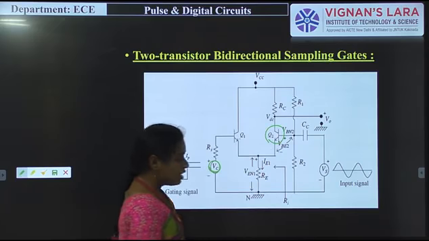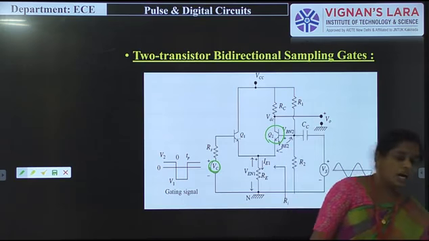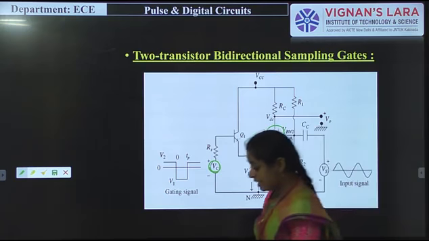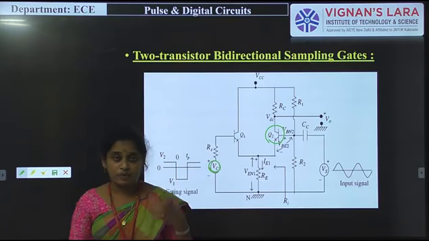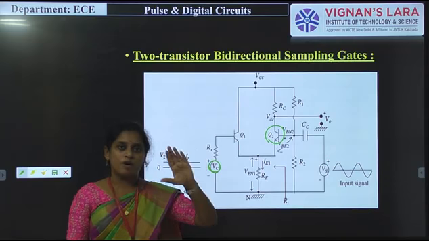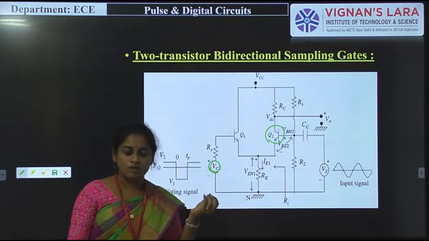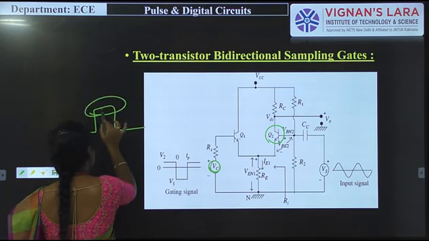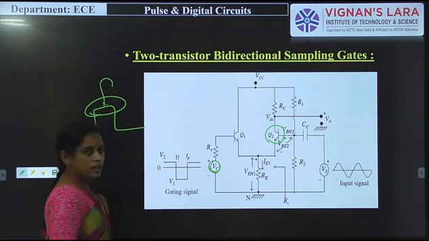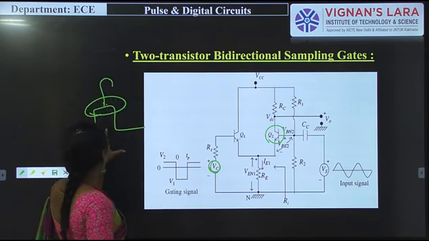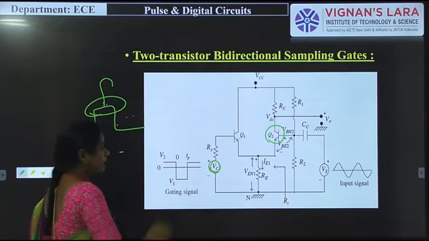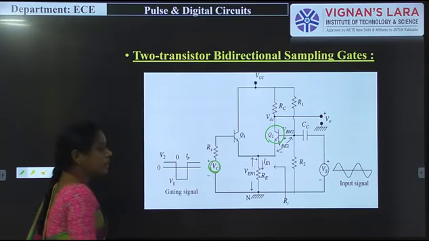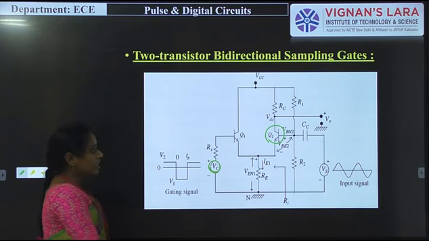And what is the operation of this particular type of bidirectional sampling gate? At each level we have to assume that during the positive signal of the control signal only, we produce the input signal at the output side. But in this process it is reversed. Why? Because here I am using an emitter coupled logic.